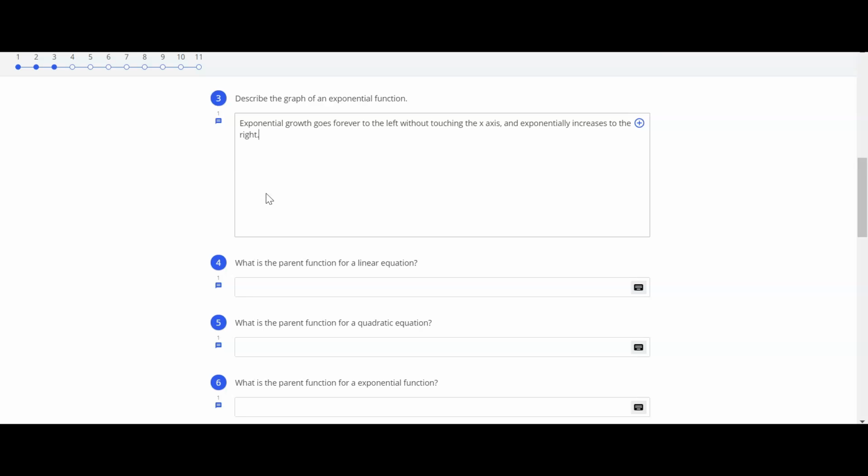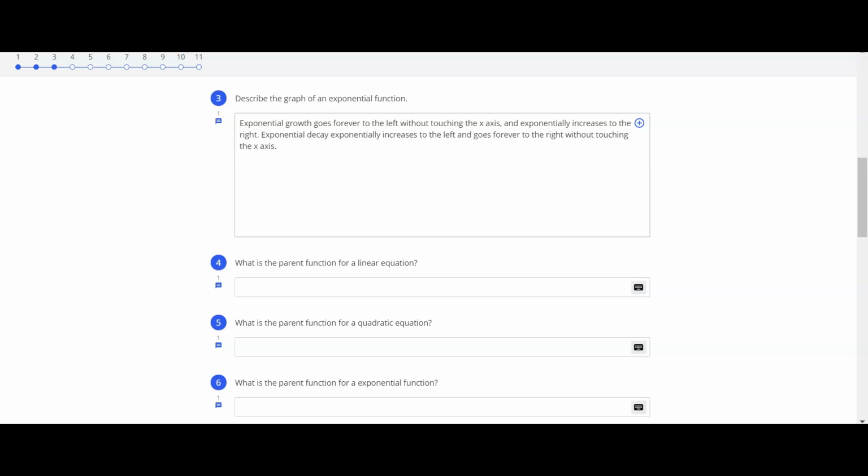And then exponential decay exponentially increases to the left and goes forever to the right without touching the x-axis.